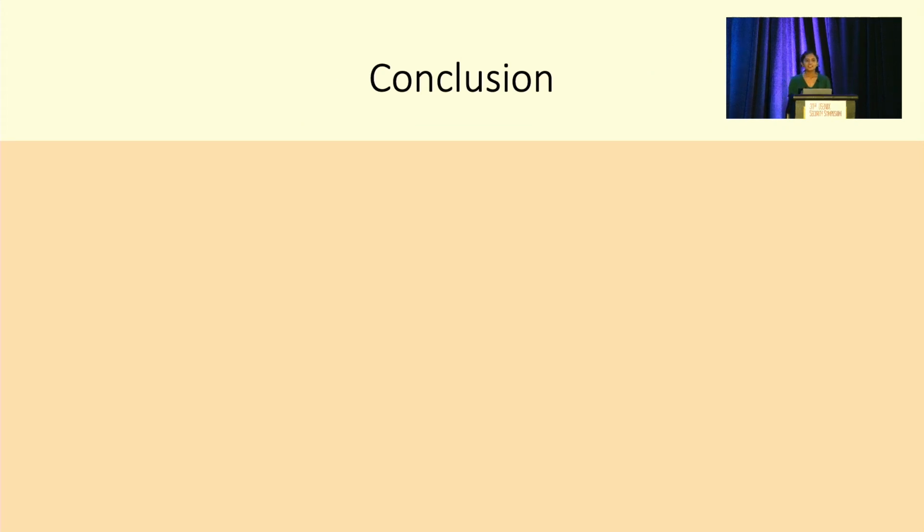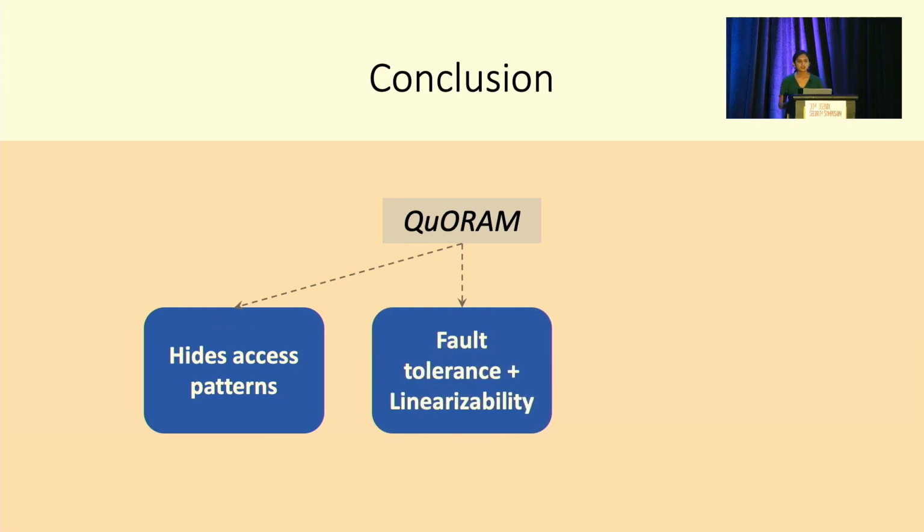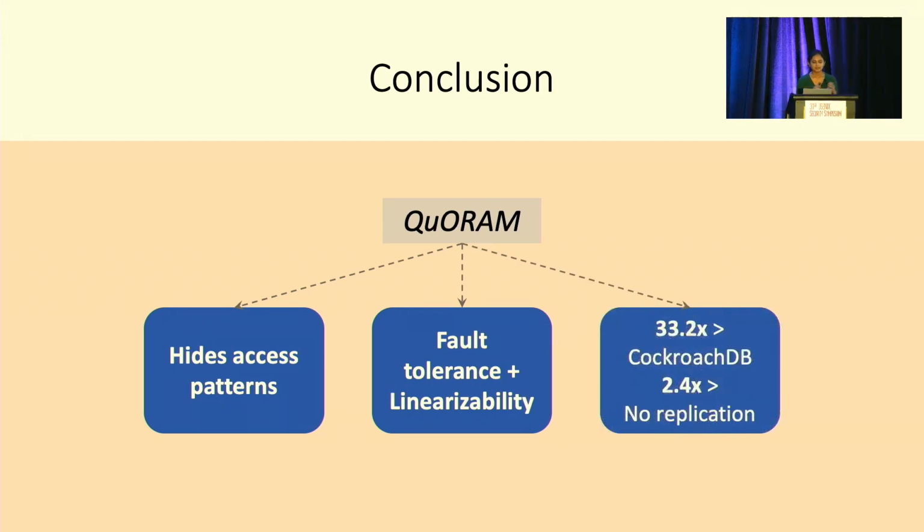So in concluding this talk, I presented QuORAM, which is the first fault-tolerant oblivious data store, which hides the access pattern, replicates the data for fault tolerance, and has significantly better performance than the baselines.